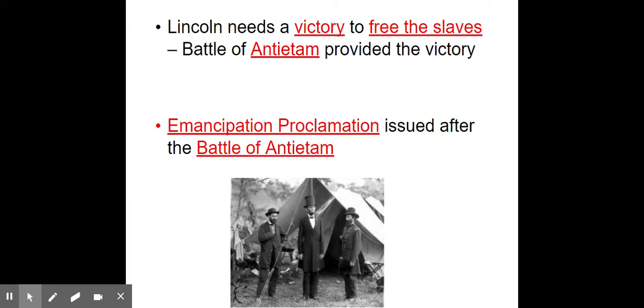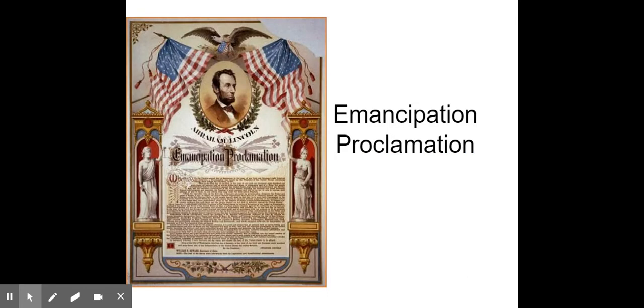Now, that will officially go into effect January 1st, 1863. Okay, so he's not really wasting any time. This is the closest thing we got to a victory. I will issue the Emancipation Proclamation, and it will go into effect January 1st, 1863. Okay, now what does this document say? Where's the Emancipation Proclamation say?